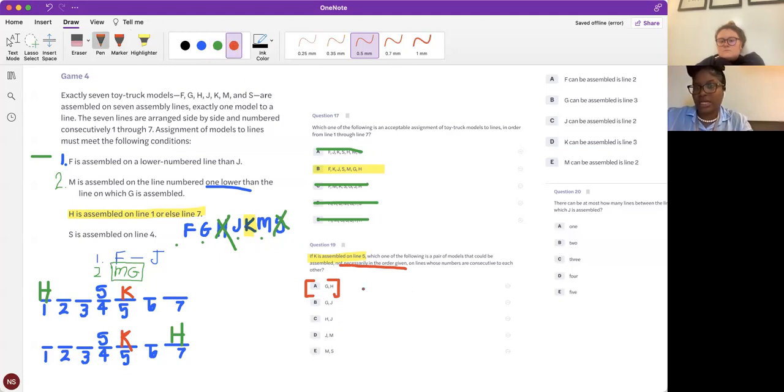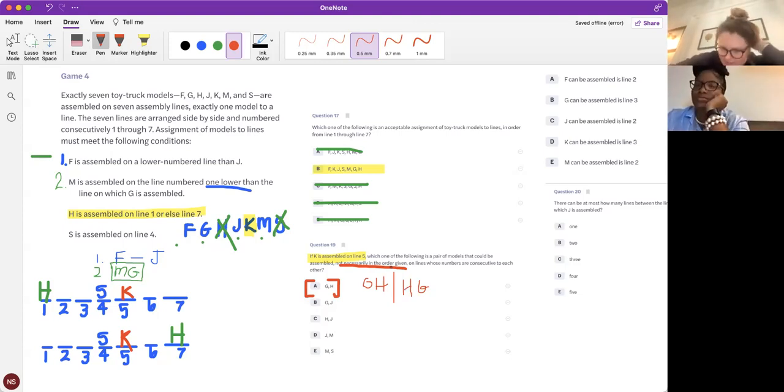The G and H are together? G and H, yeah. So if it's a pair and it's not necessarily in that order, what is the only other order that A could go in? H and G? Yeah, exactly. So that's just a really weird way of saying these two are next to each other, but not necessarily in that order.